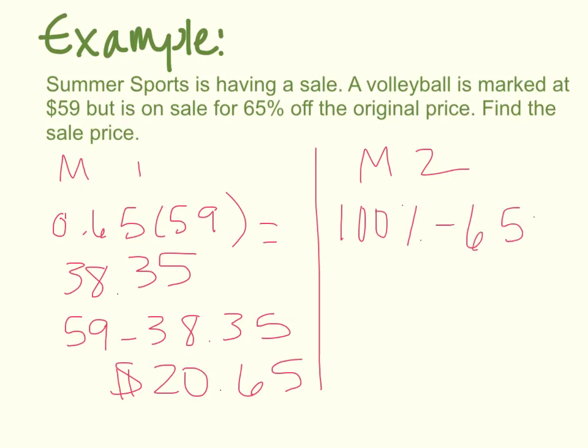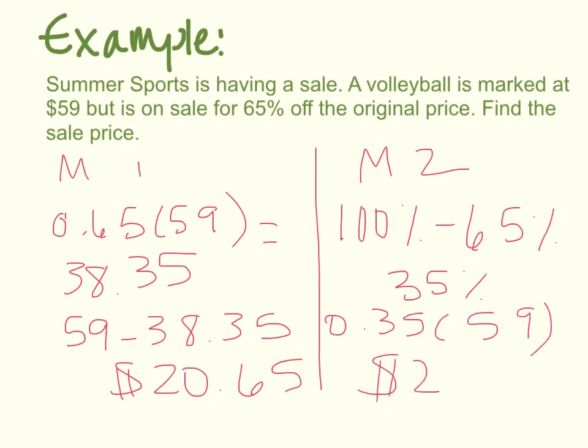Method 2 says, well, I don't have to pay 100% of the $59 price, but I don't have to pay for 65% of it. So I actually have to pay 35% of the price. So 35% of the $59 is also going to give me $20.65.